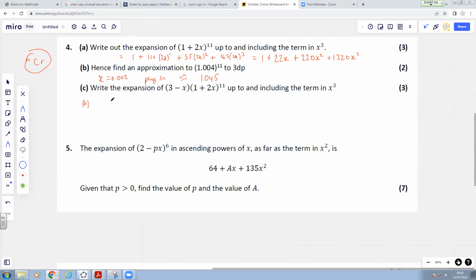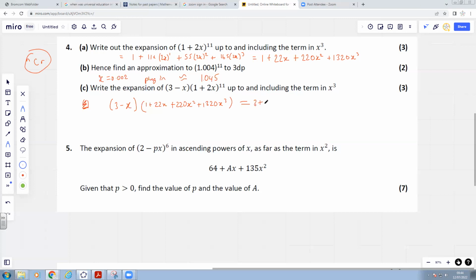Okay, right, the series expansion up until x cubed. Here's what you've just got to do. 3 minus x times 1 plus 2x to the power of 11, which was, obviously, let's just rub this out straight away and change that into, we've already got an approximation for this. It's 1 plus 22x plus 220x squared plus 1320x cubed. And now you just have to basically multiply this out, but ignore powers higher than x cubed.